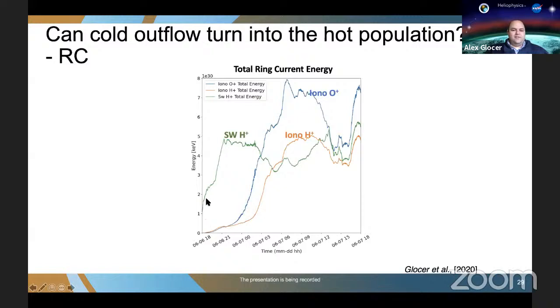During the early phase of the event, it's mostly contributed by the solar wind protons. But later in the event, the ionospheric oxygen and the ionospheric protons become quite important. And at some point, you can say that the ionospheric contribution is outstripping the solar wind contribution. So even in the ring current, it can be quite substantial, and not just for O+, but also for H+.